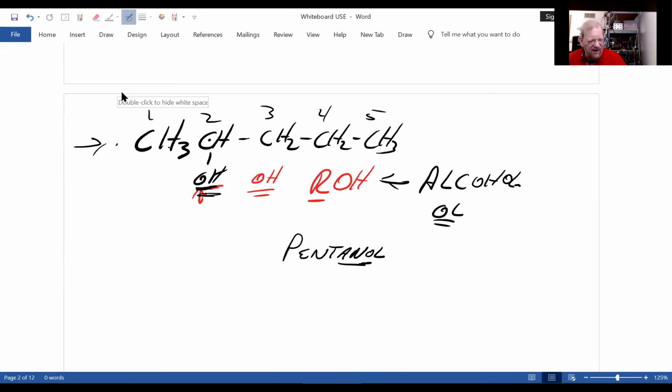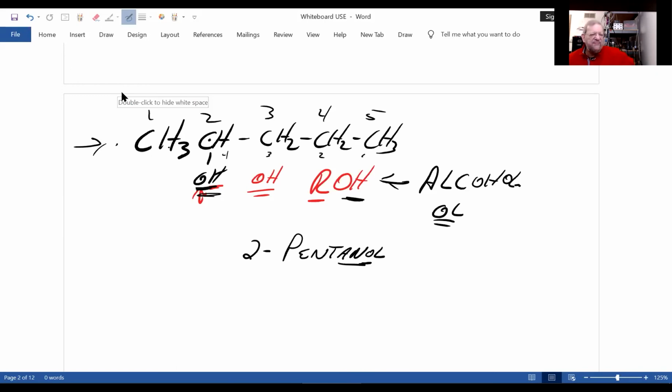Now, am I done? No. What carbon is the hydroxyl group on? And you number from each side, and you always give it the lowest number. If I started from here, it'd be 1, 2, 3, 4. So which is the lower number, 2 or 4? And hopefully all pick 2. So that's 2-pentanol. And that's how you do it.